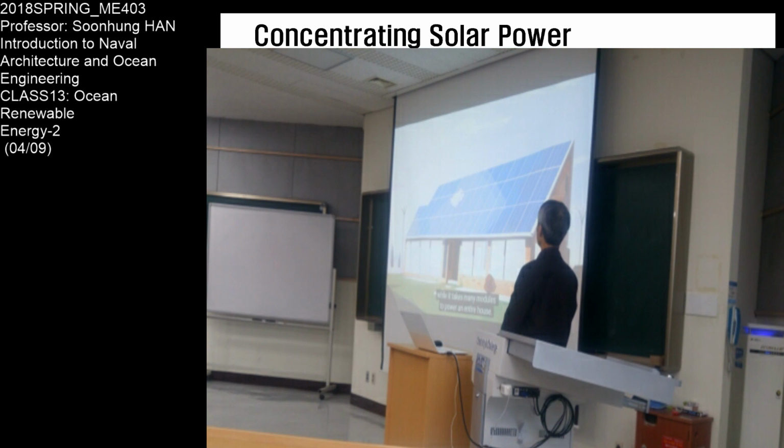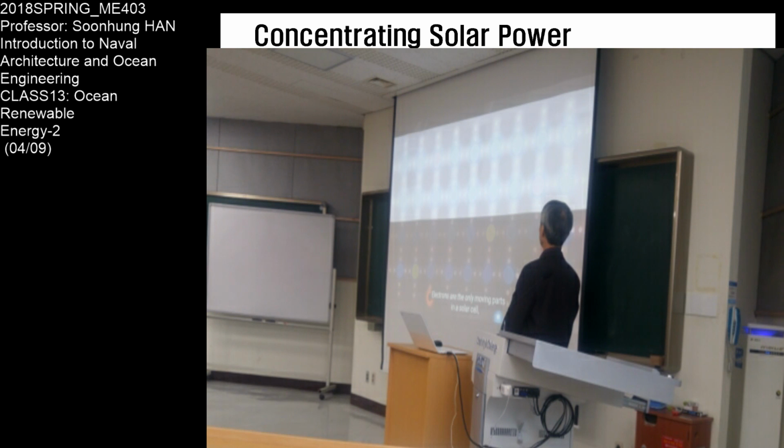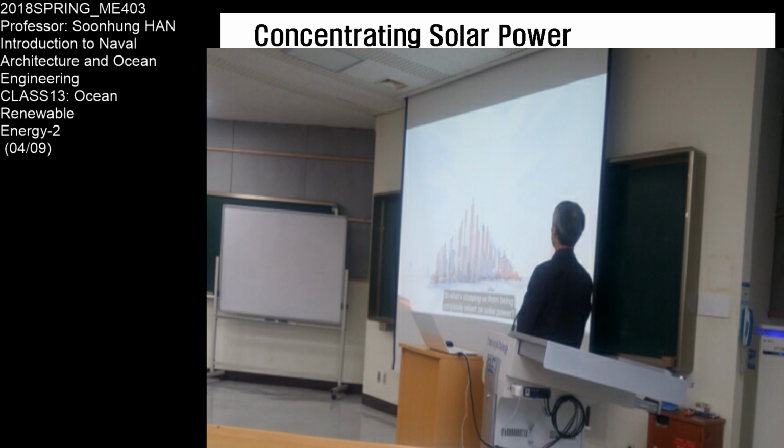Electrons are the only moving parts in a solar cell, and they all go back where they came from. There's nothing to get worn out or used up, so solar cells can last for decades. So what's stopping us from being completely reliant on solar power?